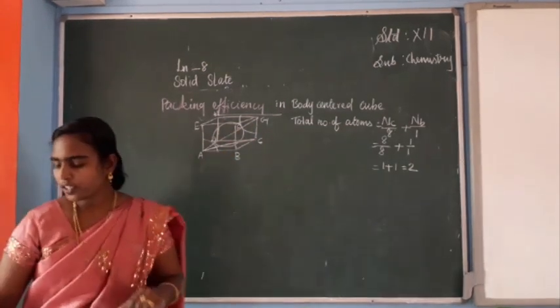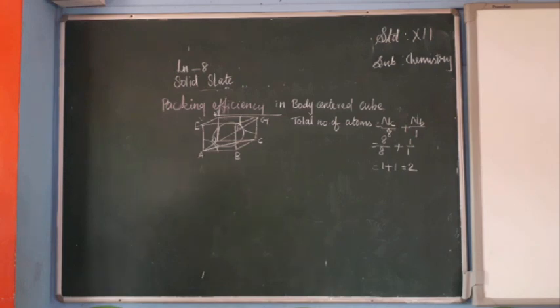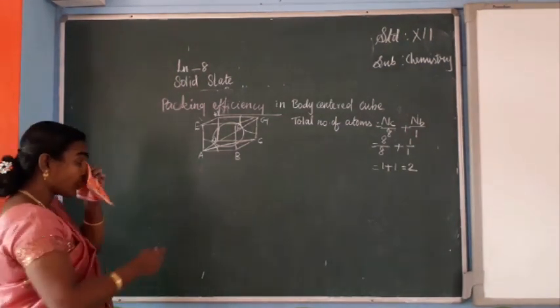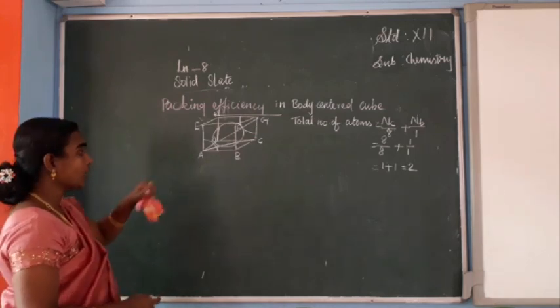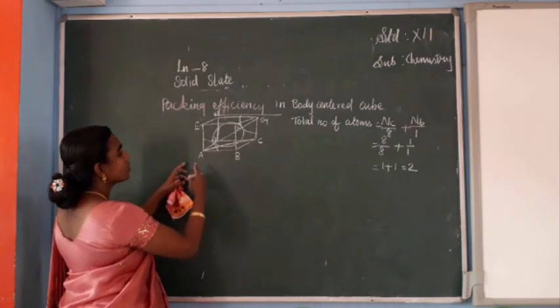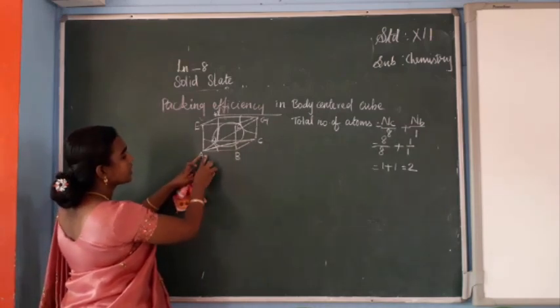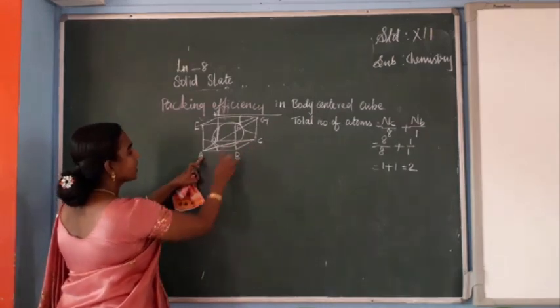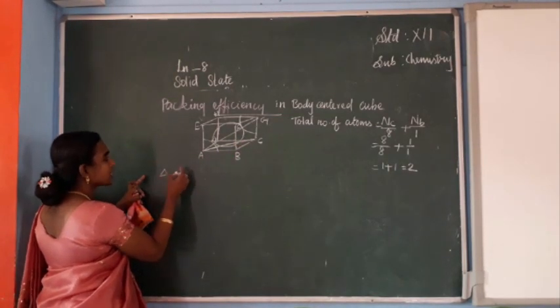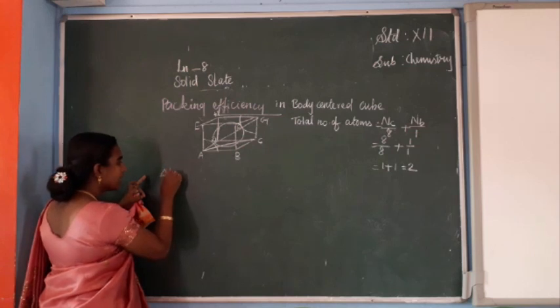So what we have to find out, as in the previous question, is the R value, isn't it? For calculating the radius, first, according to the Pythagoras theorem, we are taking this triangle ABC, triangle ABC.